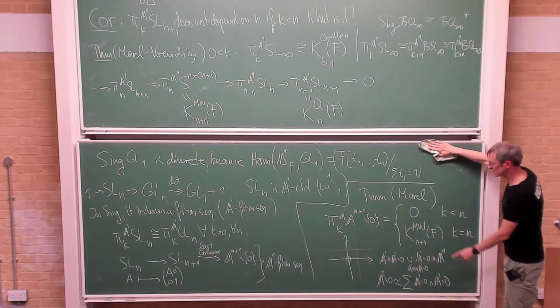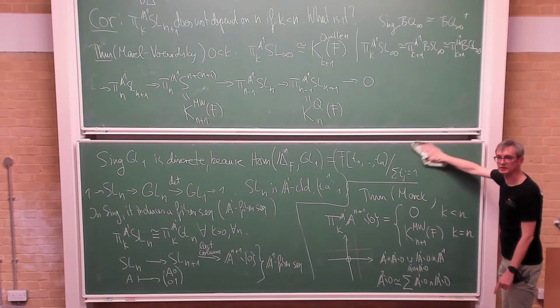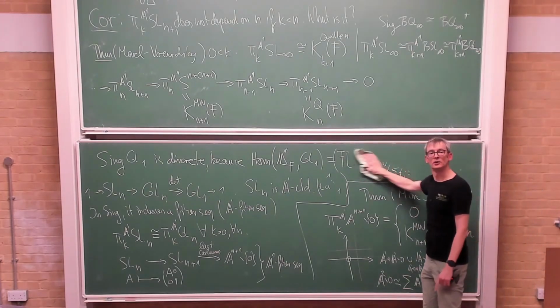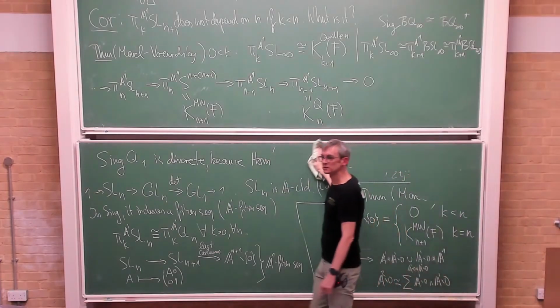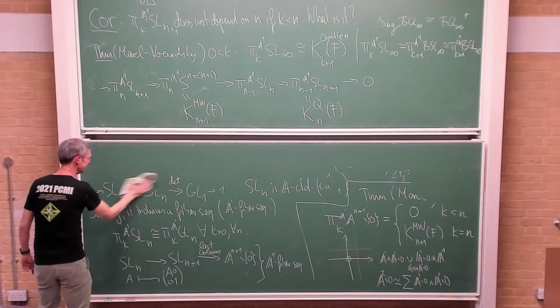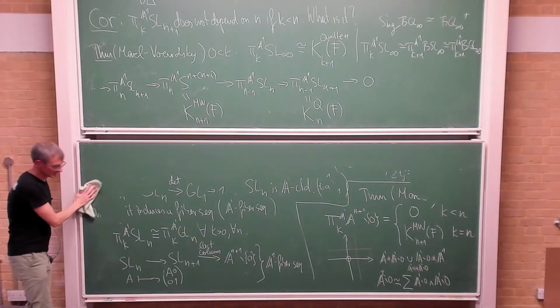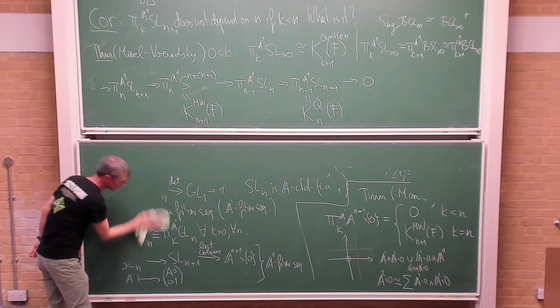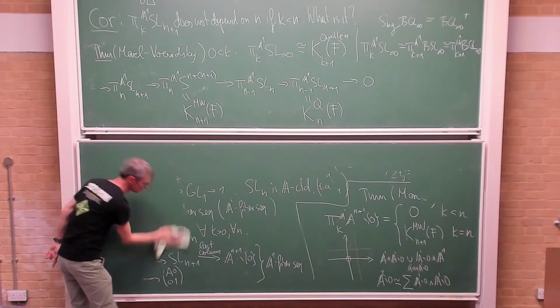Would anyone like to see a definition of the Milnor-Witt K-theory? Does anyone insist on not seeing the definition? Okay, this is almost in my calculus lecture, analysis lecture.